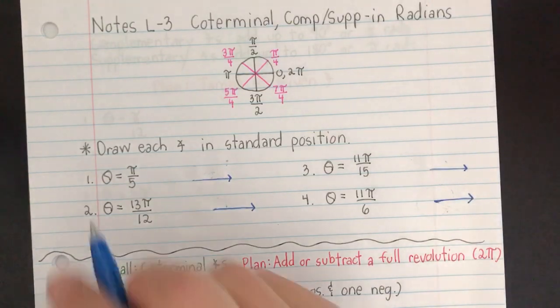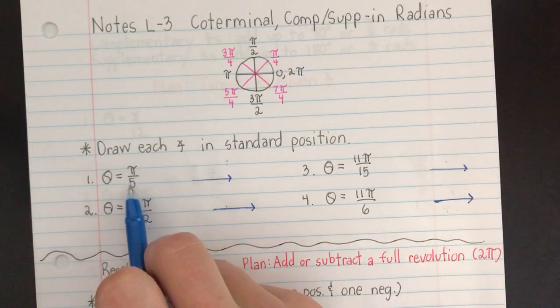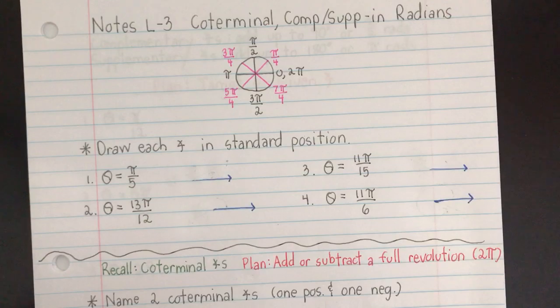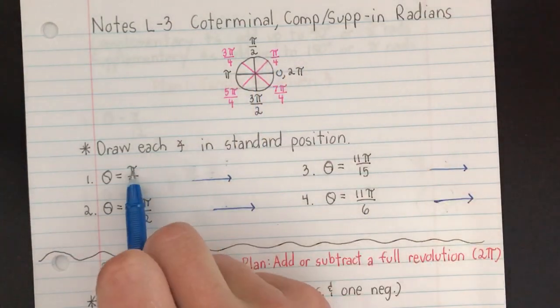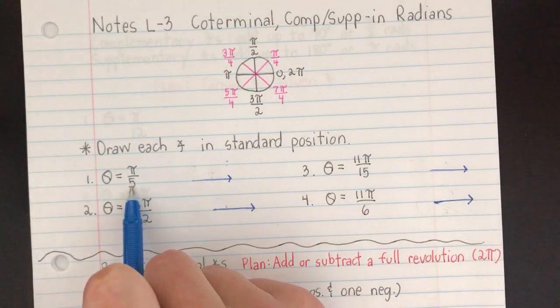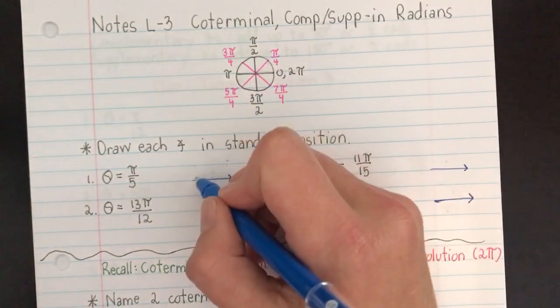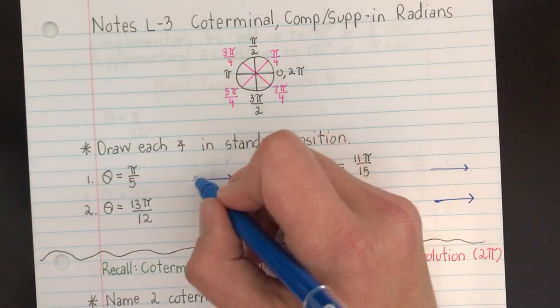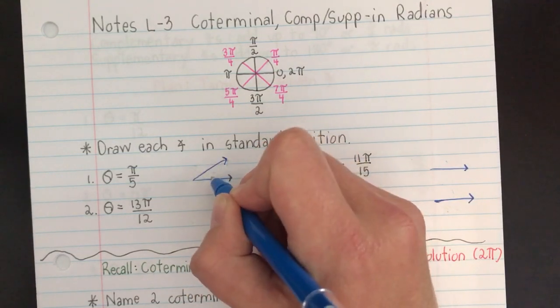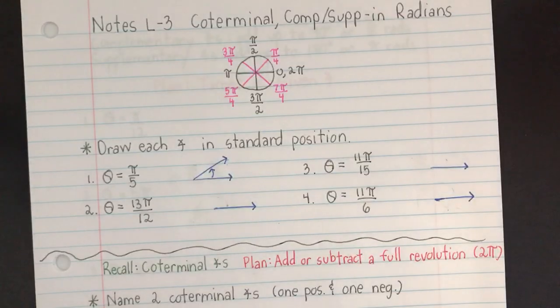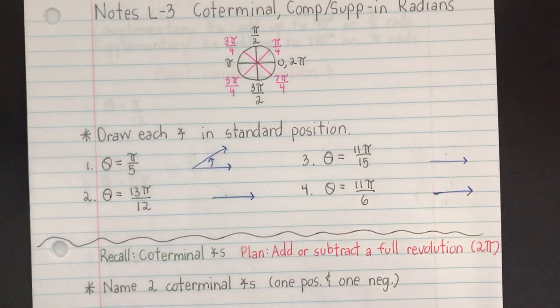So if theta is given to you on number 1 as pi over 5 radians, it does kind of interest you to think about pi over 4, because pi over 5 is a little bit less than pi over 4. So it's not quite that 45 degrees or pi over 4, it's a little bit less. So maybe approximately that.